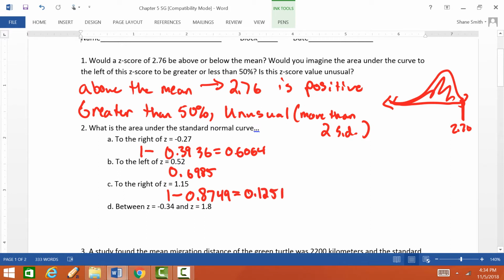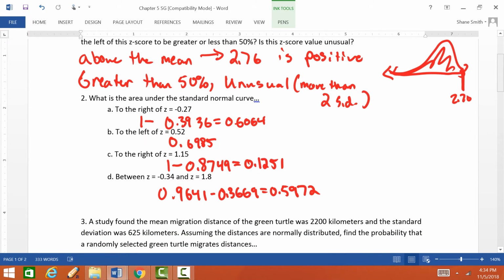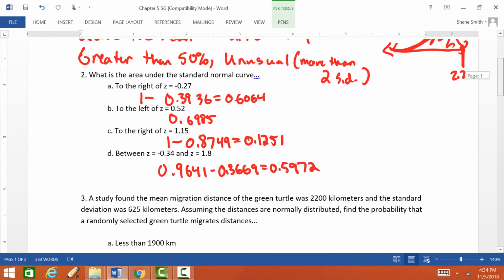And then between two z-scores, you look them both up and you subtract the areas. And that's the answer for those. So you just have to know when to look up, when to subtract from 1. Remember, if it's to the right, you subtract the area from 1.